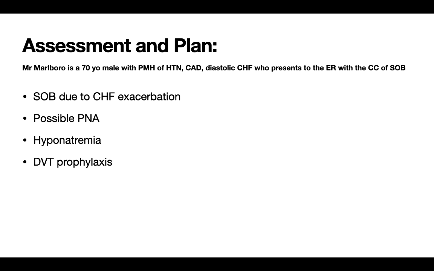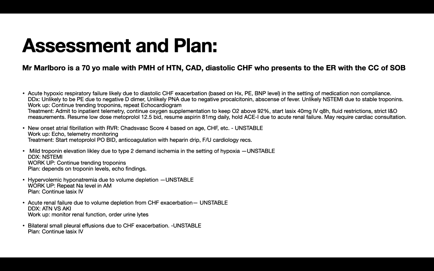So assessment and plan. If you are a third-year student, this will be expected from you, but you are about to become a resident and you should be able to do this whole explanation. I will leave that to you to read. But basically, any patient that has an O2 saturation of less than 88% is in acute hypoxic respiratory failure, and the source is this diastolic CHF exacerbation based on history, physical exam, BNP levels of 1500 in the setting of medication non-compliance, and probably dietary indiscretion.